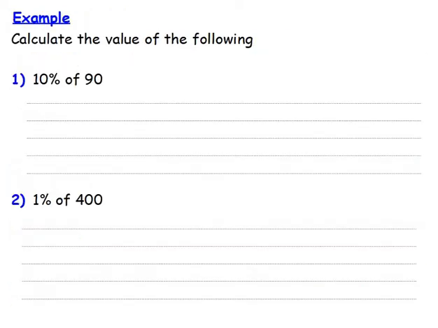So here we have our examples, and it says calculate the value of the following. Question 1 says 10% of 90. So calculate the value of 10% of 90. Now we just said to find 10%, all we have to do is divide by 10. So we do 90 divided by 10, which is 9. So our answer is 9.